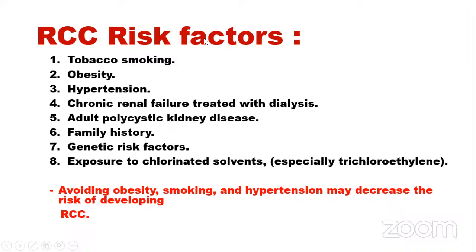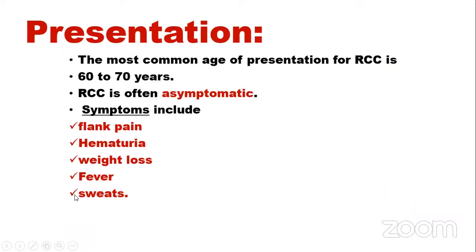The risk factors for renal cell carcinoma include tobacco smoking, obesity, hypertension, chronic renal failure related to dialysis in adults, polycystic kidney disease, family history, genetic risk factors, and exposure to chlorinated solvents, especially trichloroethylene. Avoiding obesity, smoking, and hypertension might decrease the risk of developing RCC.